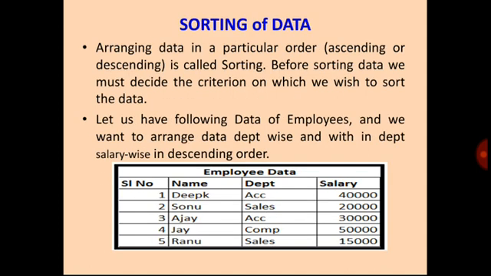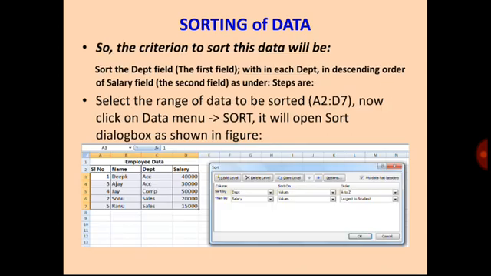Next thing is sorting of data. Sorting means to arrange data in a particular order, either ascending or descending. But before sorting data, we must decide the criteria on which we have to sort the data. Let us have the following employee data, and suppose we want to arrange the data department wise, and within department, salary wise in descending order. So this is the employee data, you can see in the figure. Now let us see how we can perform this task.